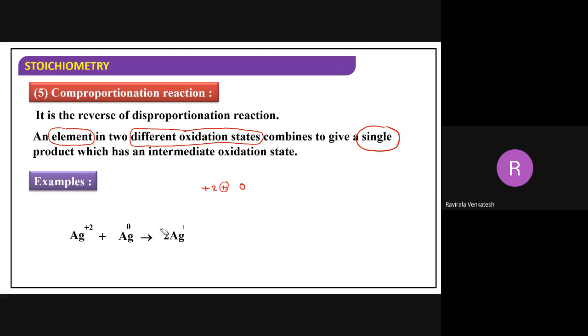Comproportionation means opposite. See, plus 2 converting into plus 1 is reduction, 0 converting into plus 1 is oxidation. Opposite is nothing but disproportionation. So whenever you take the opposite reaction of disproportionation, that can be called a comproportionation reaction, in which two different oxidation states of an element are added to give a single product which has an intermediate oxidation state. So this is the definition and examples.